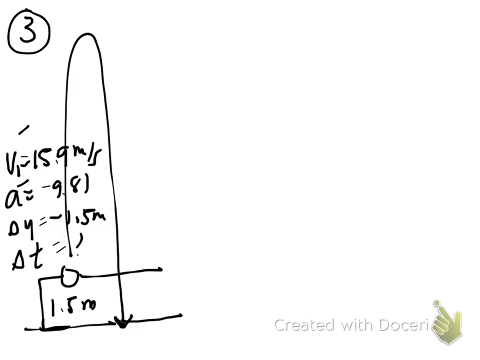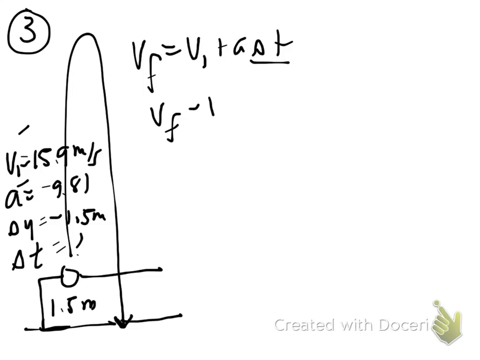So if we want to solve for delta t, we've got an easy way to do this with substitution. We can use VF equals VI plus A delta t, solve for delta t: VF minus VI divided by A equals delta t.